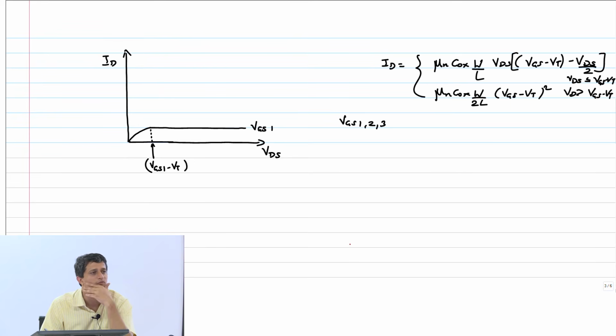Now I increase my VGS to a higher potential. Of course, both are beyond VT. So what will happen? It will again start. Now the question is, will the current be like this or like this? What will happen? It has to be greater, because if you fix a particular VDS, higher VGS means higher current. Therefore, it cannot be this particular term. Now I take it till here. Now let me extend this line. So will this come and saturate here? Why?